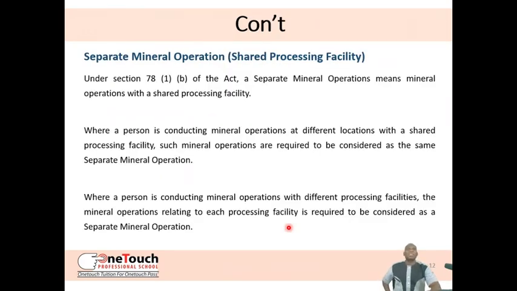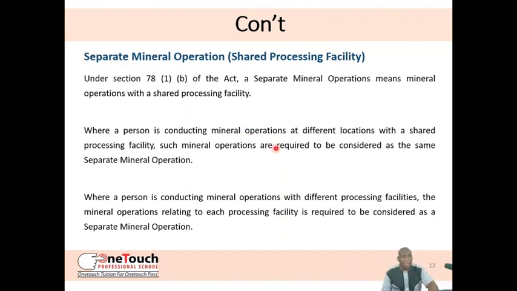So under Section 78, Section 1B of the Act, separate mineral operation means mineral operations with a shared processing facility. Now, where a person is conducting mineral operation at different locations. Now, note this point. Now, we are looking at where the mineral operation is being carried out at different locations. But the different locations have to share their processing facility. In other words, the processing facility which is used in one location is also being used in the other location.